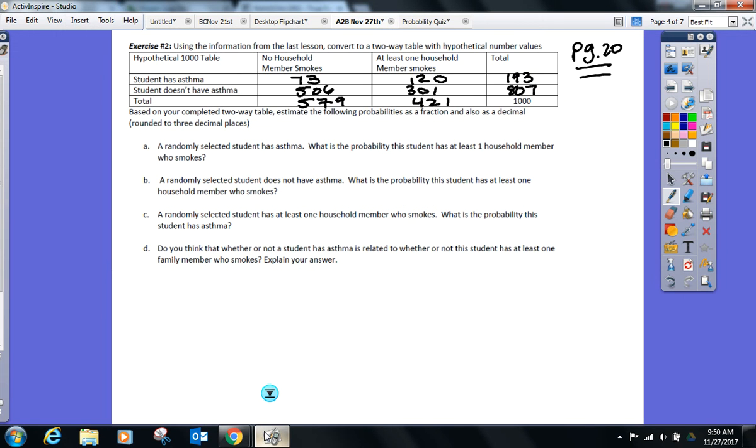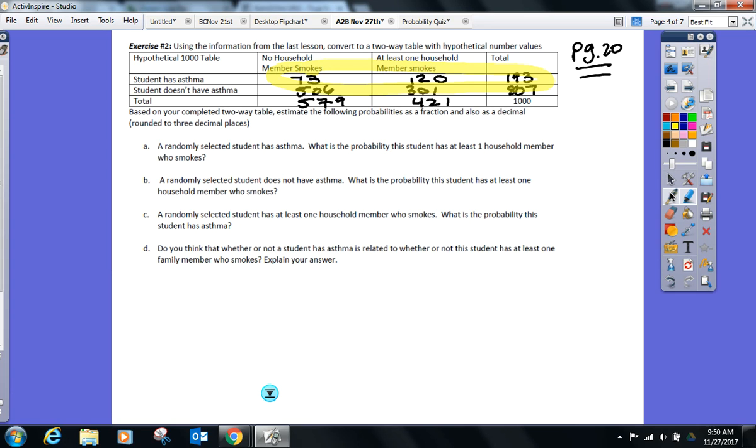Everyone, also, a randomly selected student has asthma. Stop. It's not out of 1,000 anymore. Look at all the students who have asthma. These are the only ones I'm going by right here, the 193. Not out of 1,000. A randomly selected student has asthma, so now this is going to be out of 193. What's the probability that that student has one household member who smokes?